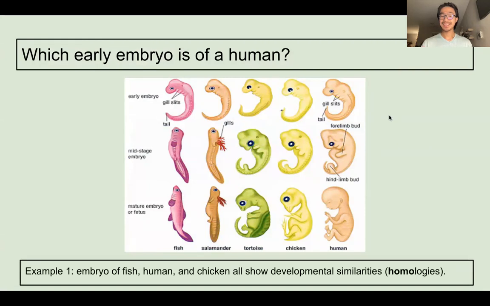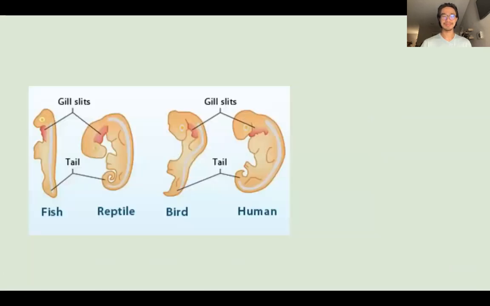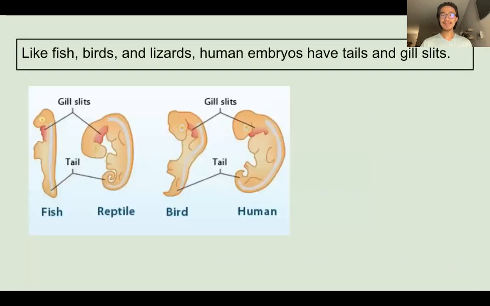So, because they're similar, we say that embryos of fish, human, and chicken all show similar developmental homologies. We're looking at developmental homologies. It's interesting because like fish, birds, and lizards, our embryos have tails and gill slits. Human embryos have tails and gill slits.